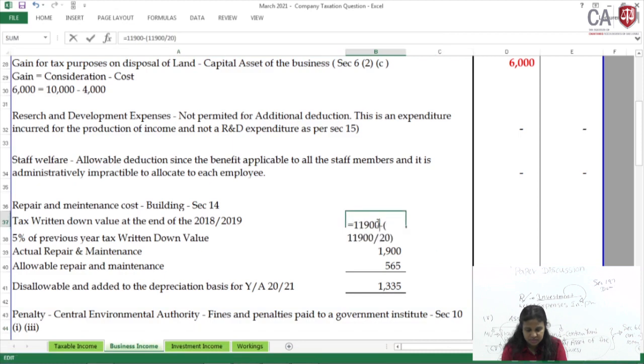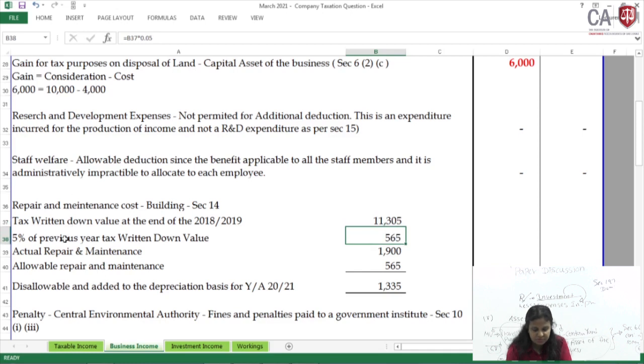Tax written down value at the end of 2018-19. How to calculate? The cost is 11.9. From 11.9 we have to reduce the capital allowance for 18-19. Cost minus capital allowances claimed, then you end up with the tax written down value. The end of 18-19 tax written down value is used this year to compare the repair and improvement cost eligible limit.